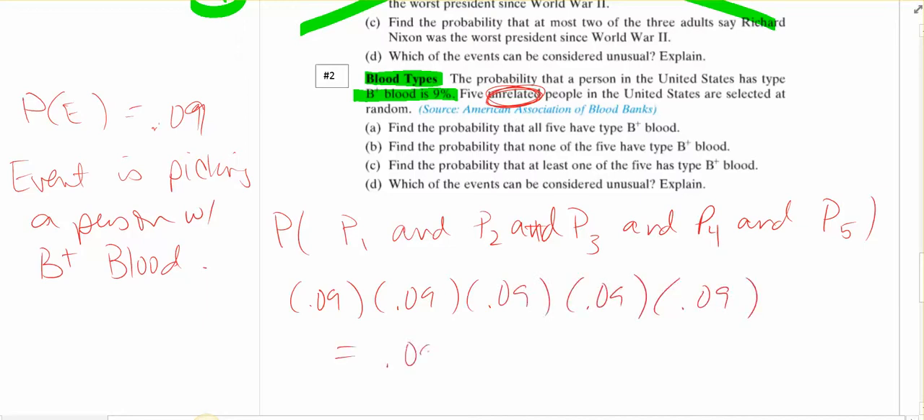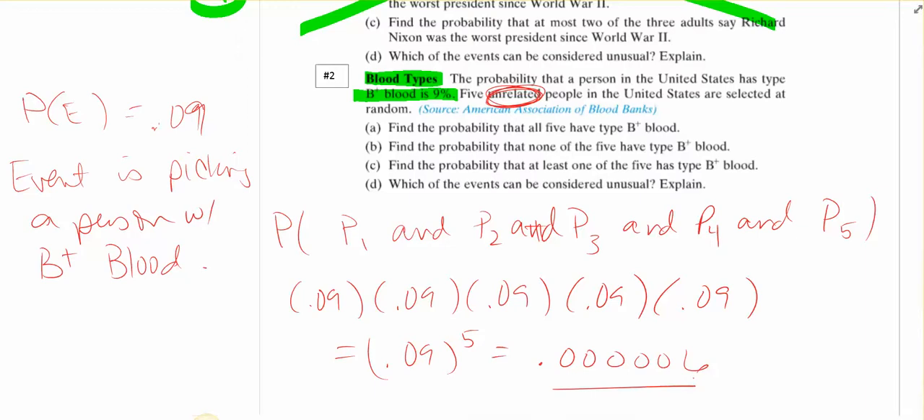Now, we know the shortcut to that is this, right? That would be nice if I actually wrote it that way. And it's teeny tiny, 0.000006. Whoa, almost not happening at all.